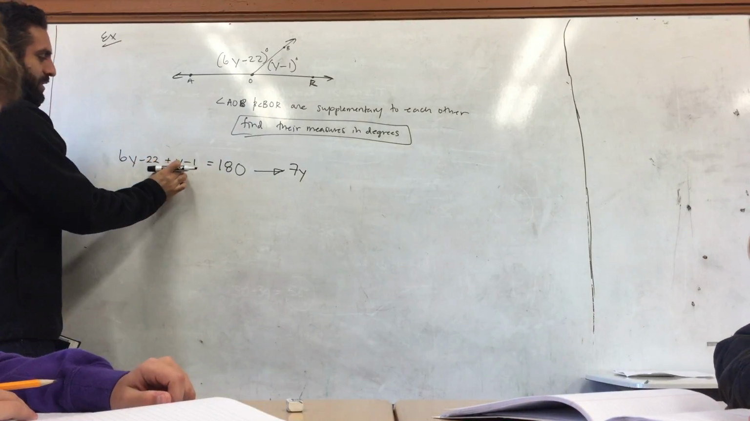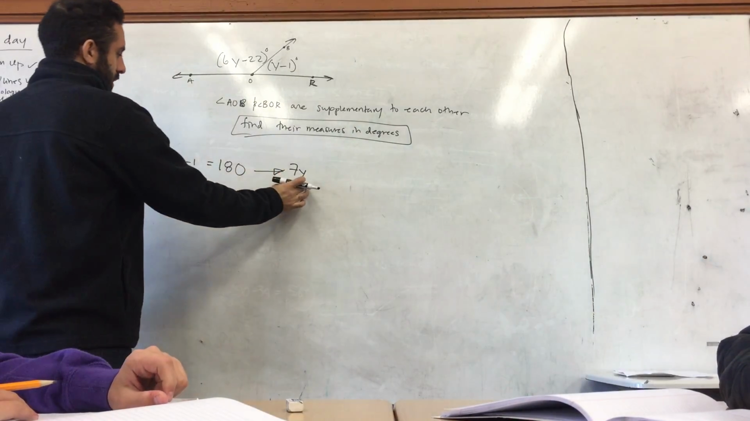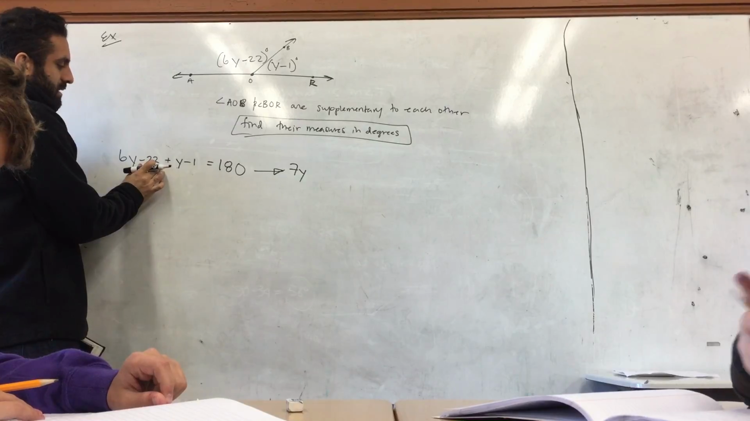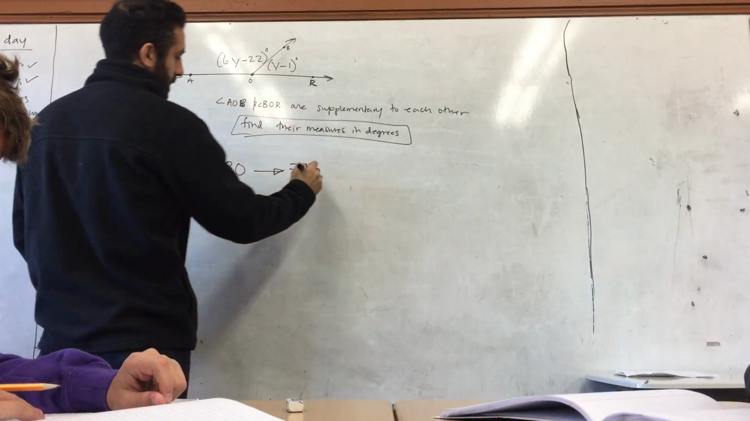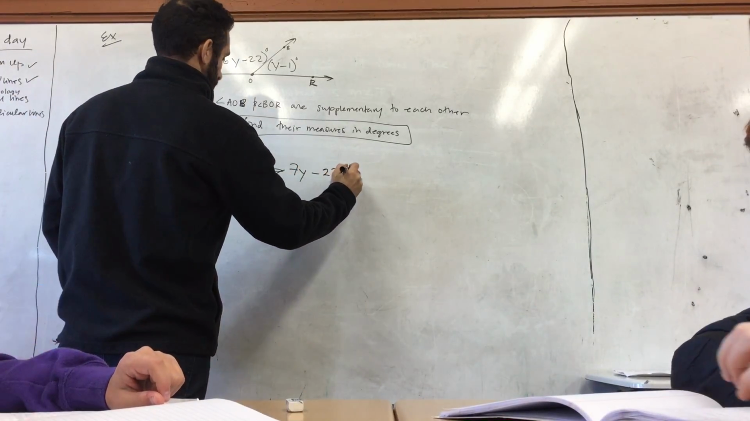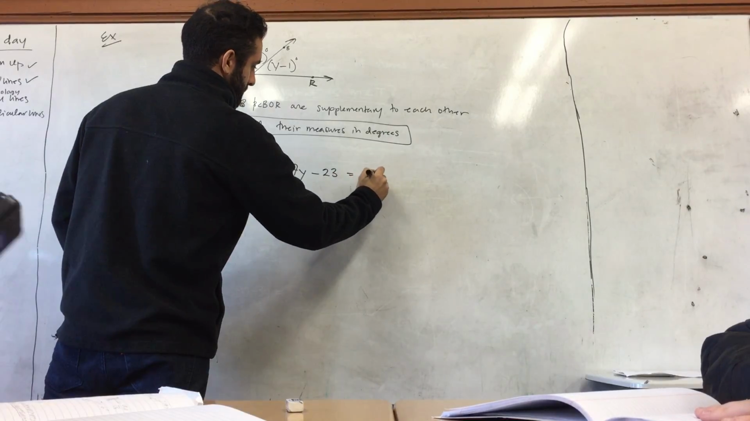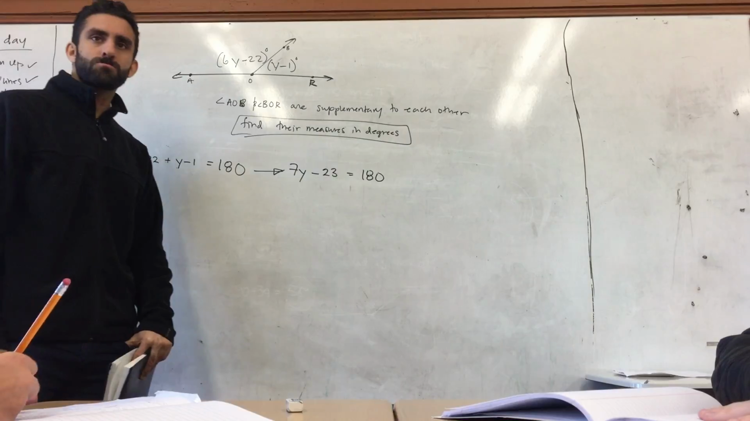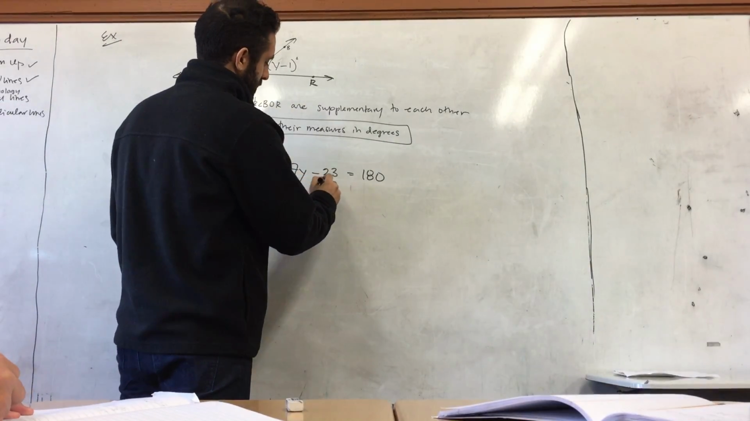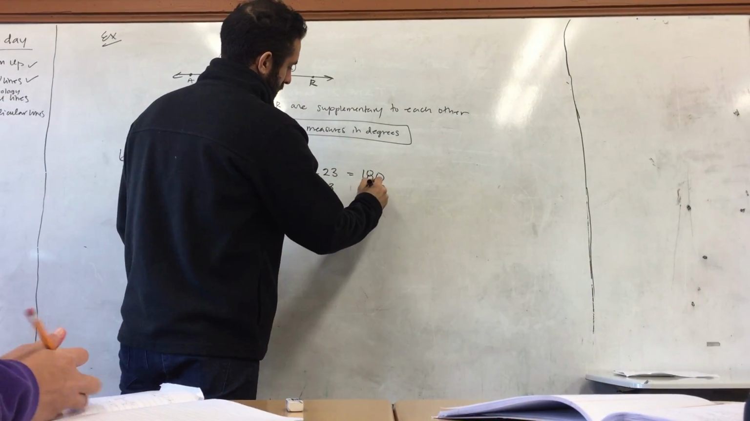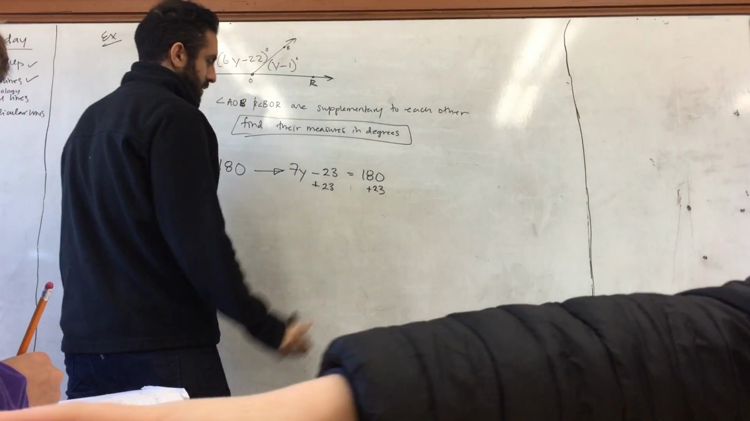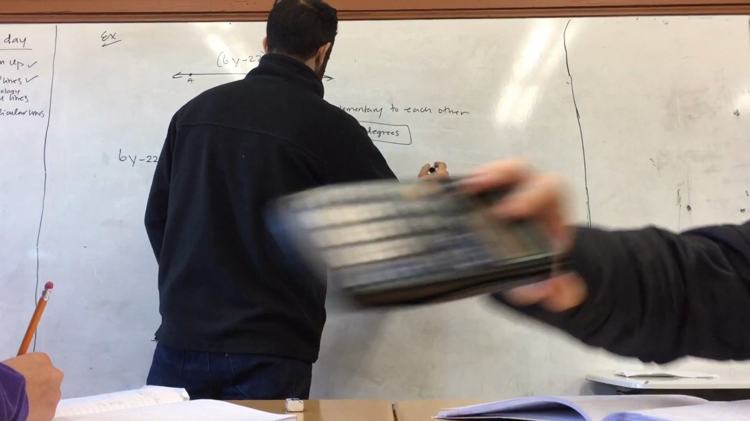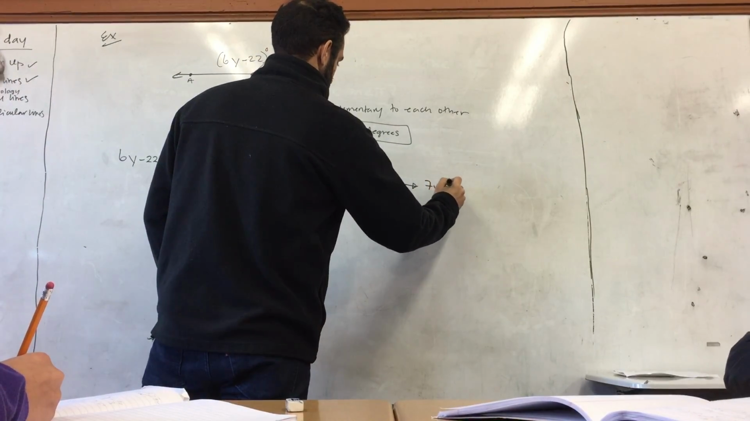Alright, 6y plus y is 7y. Minus 22 minus 1 is minus 23. Then you add the 23 to the other side. 7y equals 180.